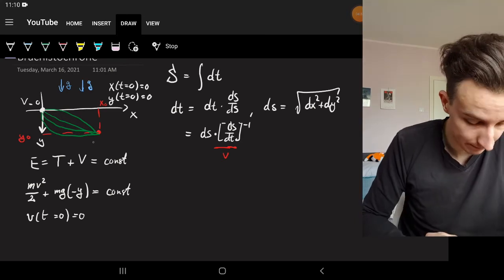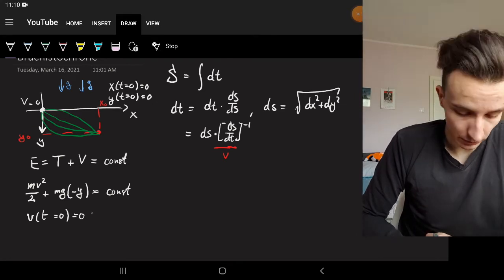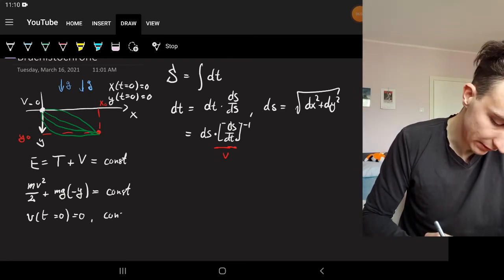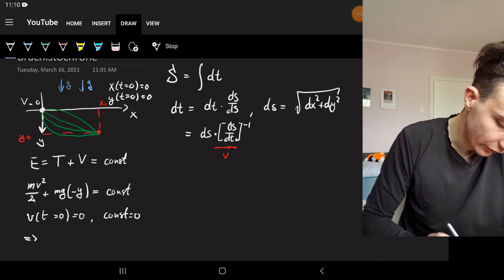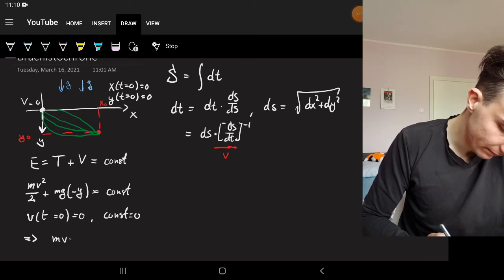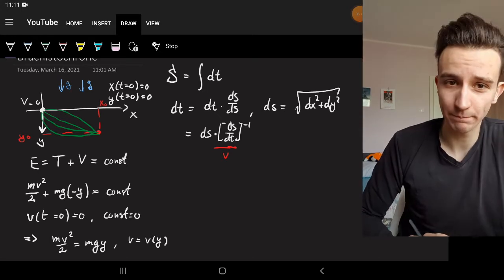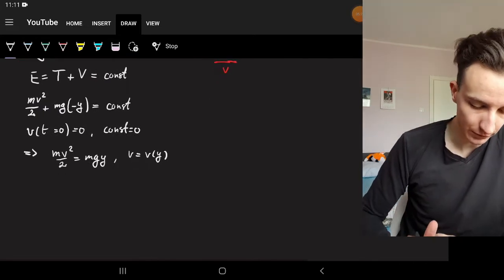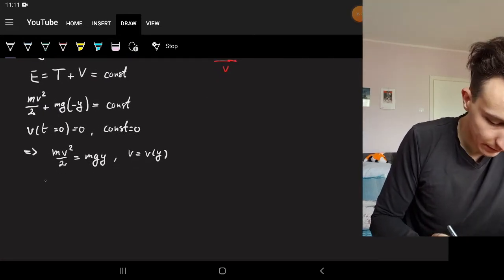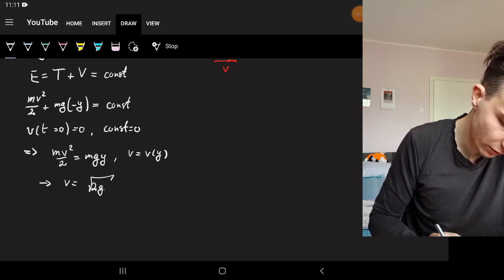So if the velocity at t equals 0 is 0, and y of 0 equals 0, then that means that the constant is equal to 0, right? Because we have 0 plus 0 equals constant. And this means, in turn, that mv squared over 2 is equal to mgy. So we have that v is just a v of y, okay? Velocity can be expressed completely through the y variable. So v is the square root of 2gy.